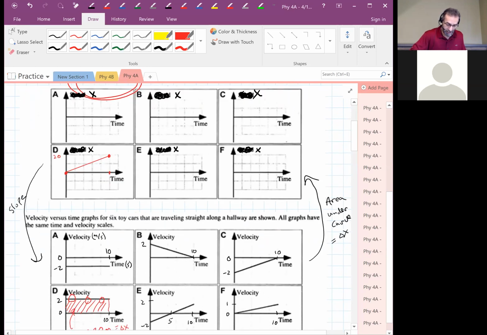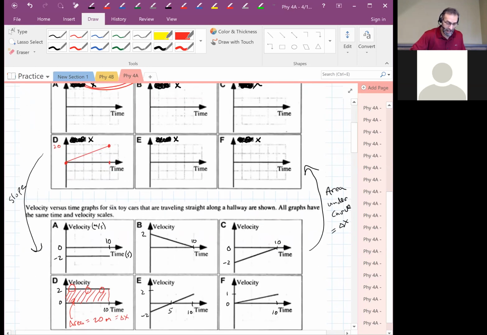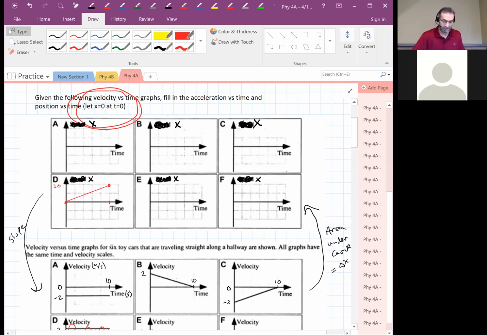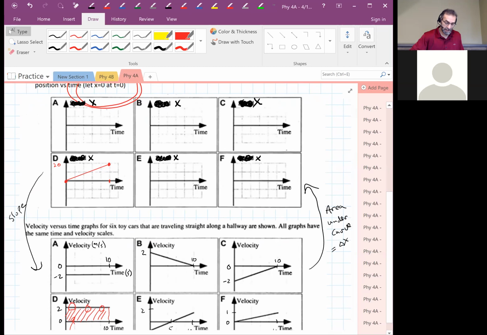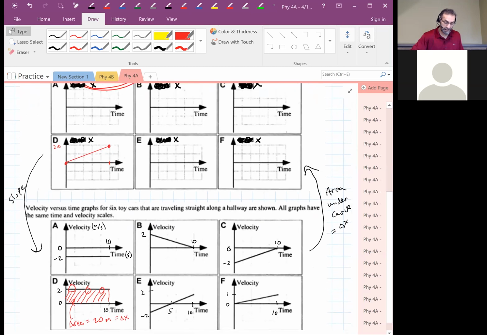Okay, let's move on. Let's do A. A also has constant velocity, but it's -2 instead of +2.